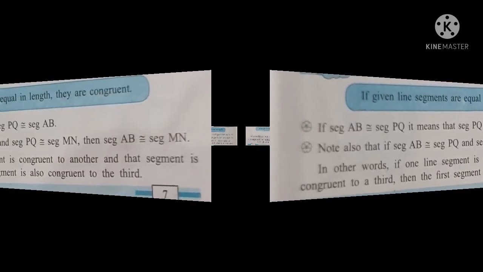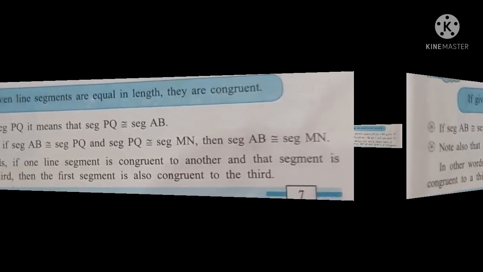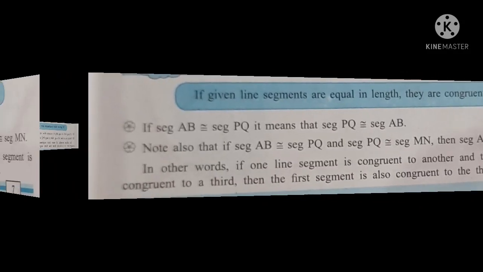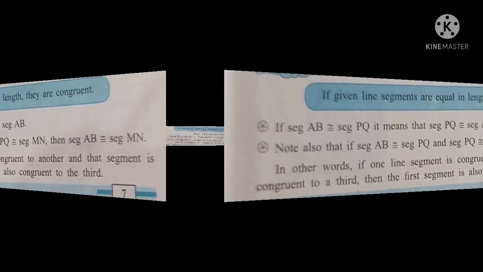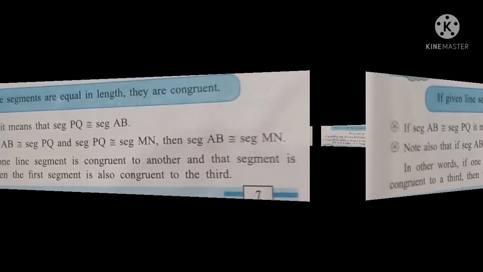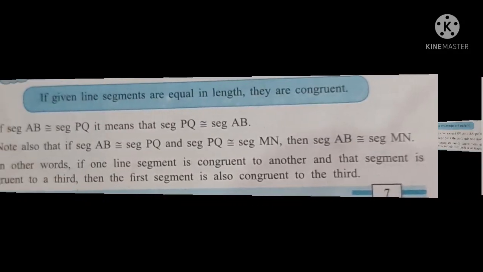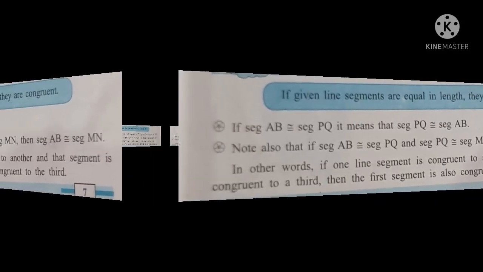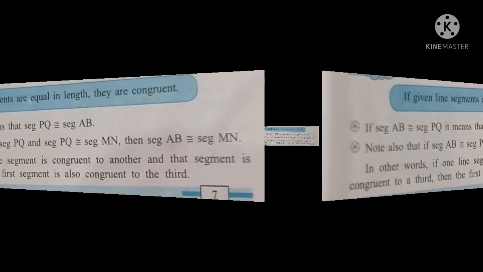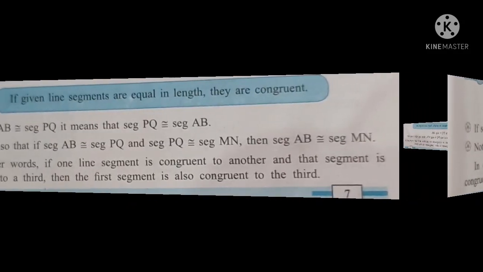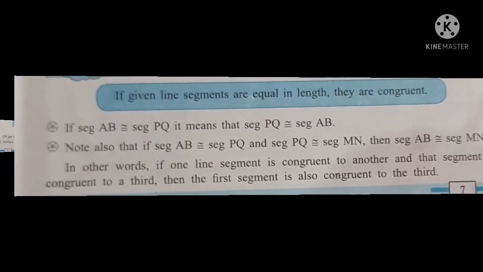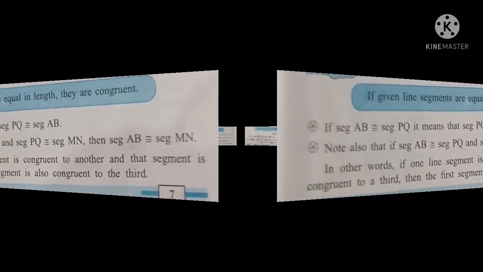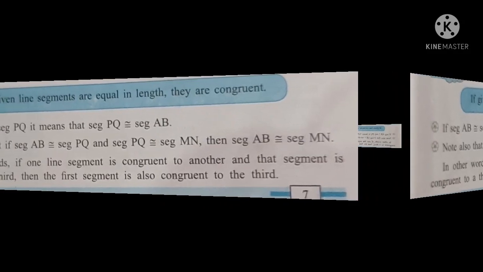Note also that if segment AB is congruent with segment PQ and segment PQ is congruent to segment MN, then segment AB is congruent to segment MN. In other words, if one line segment is congruent to another and that segment is congruent to a third, then the first segment is also congruent to the third.